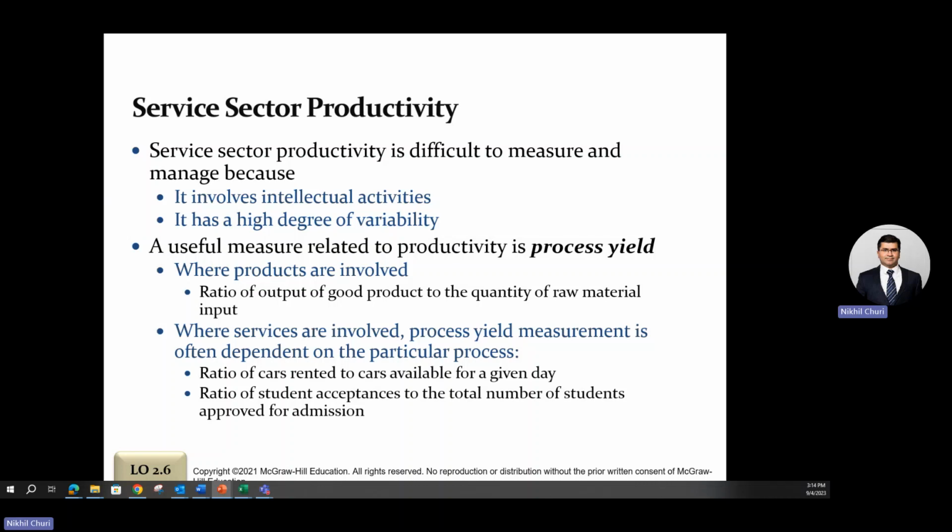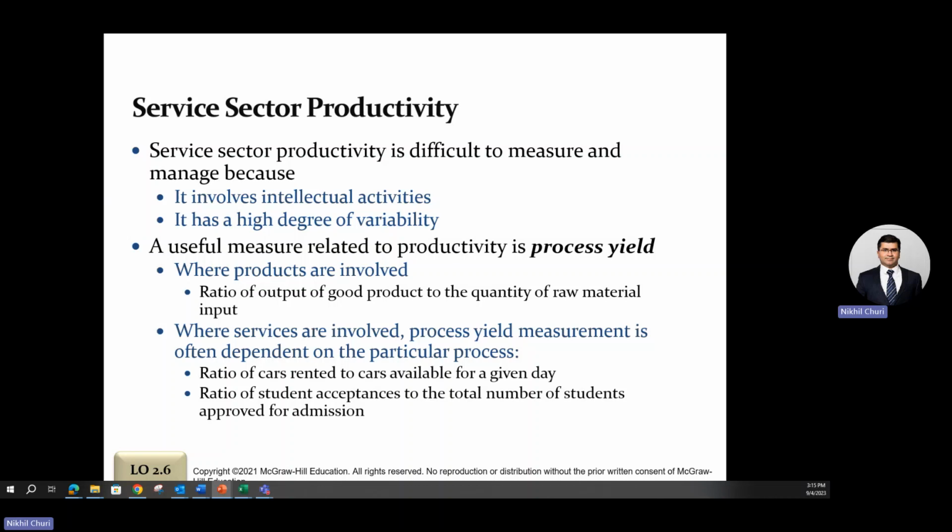Second one is the ratio of students' acceptance to the total number of students approved for admission. Suppose 100 students are accepted versus only 60 decided to actually take the offer. So it gives a ratio of 60 upon 100, which is 0.6 or 60%. So this is how you'll be quantifying the process yield for product as well as service type of industry.